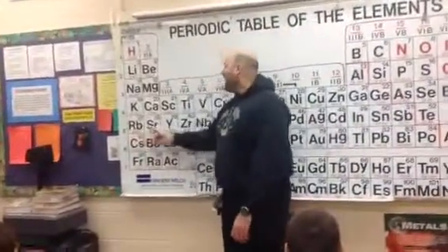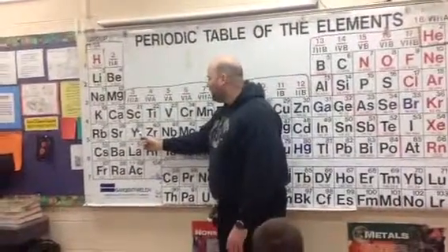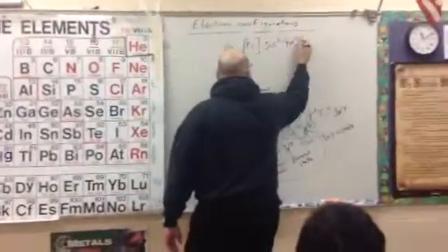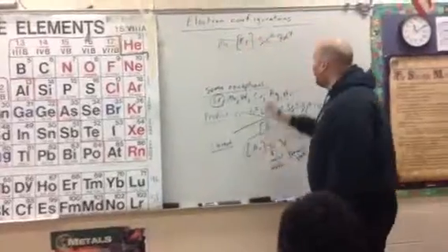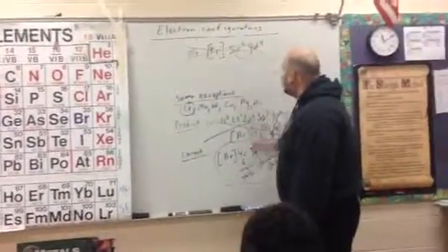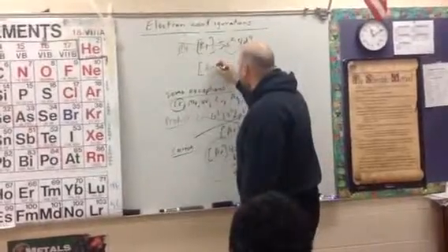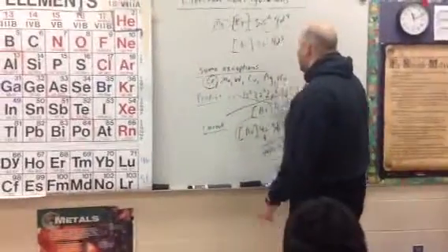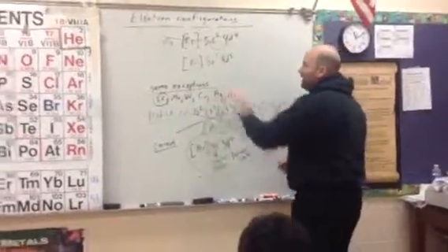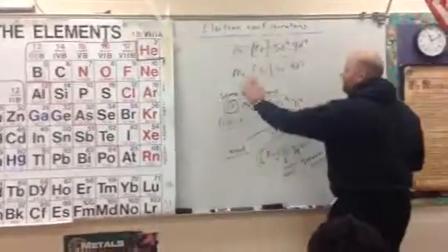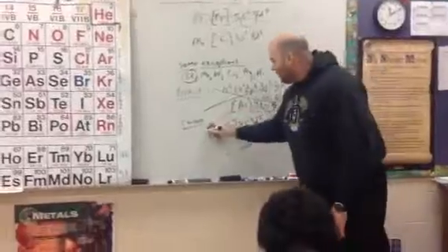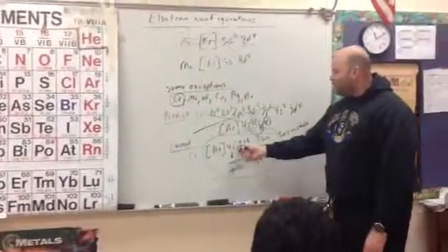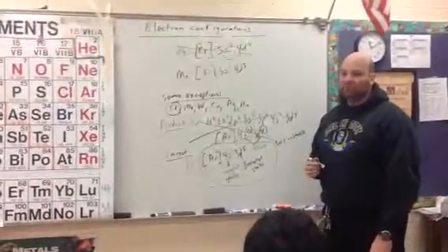So after 36 comes 37, so you would predict 5s2, and then you'd predict 4d 1, 2, 3, 4, and guess what? This is not correct. Again, what happens is an electron from the 5s goes into the 4d, so the correct answer is this: 5s1, 4d5. And notice that the correct electron configuration here for palladium is really the same thing as the chromium, except now we're talking about higher energy levels here.